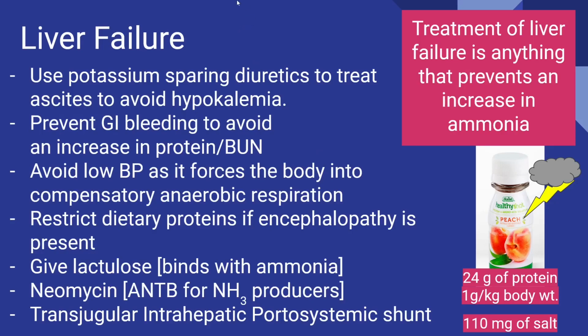One of them is, if we're trying to treat ascites, to avoid hypokalemia. So we're going to give potentially potassium-sparing diuretics, right? We want to do anything we can to prevent GI bleeding or treat GI bleeding to avoid that protein increase. And obviously we want to avoid any low blood pressure because it's going to force the body into a compensatory anaerobic respiration. In order to maintain an energy content in those cells, it's going to produce lactic acid. Then we really want to restrict any dietary proteins.